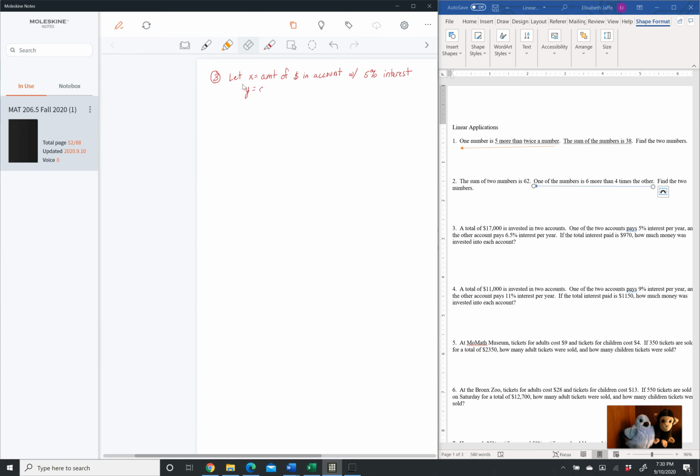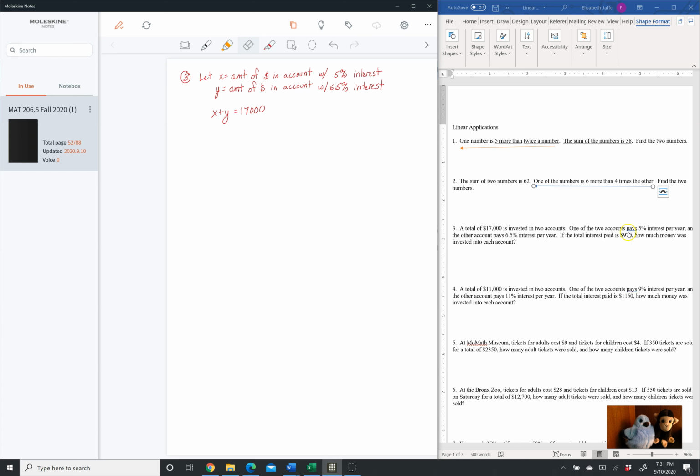So we have the amounts of money in the two accounts add up to $17,000, okay? So one of the accounts has a certain amount of money. The other account has a different amount of money, each adding up to $17,000. So that is one equation. X plus Y is equal to $17,000. Because remember, the X is the amount of money that you're putting in the account before earning interest. So we're not worried about interest yet.